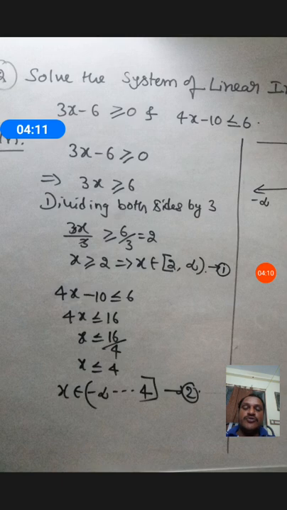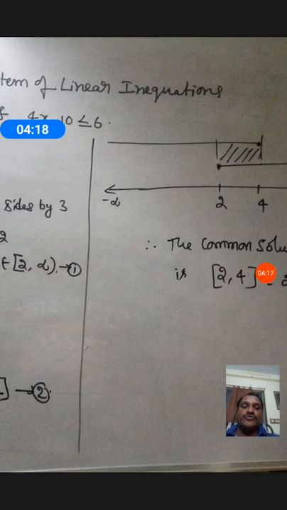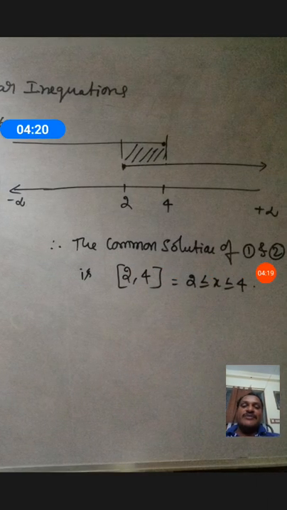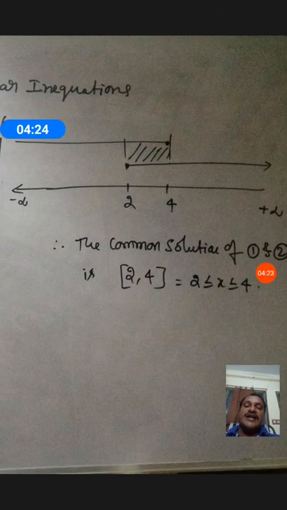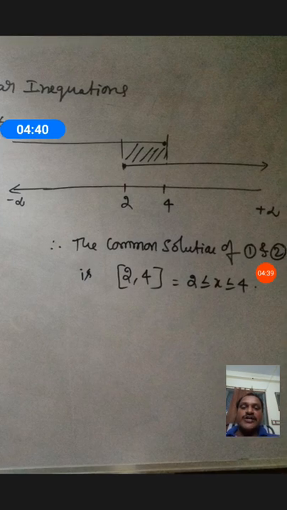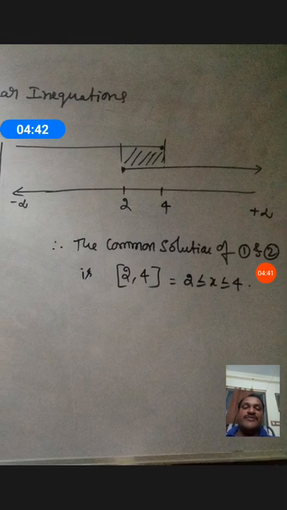Now you have two solutions. One, you name it as x belongs to 2 to infinity, and the second one is minus infinity to 4. Now we need the common solution. On the real number line minus infinity to plus infinity, 2 and 4 are both critical points. The first one is 2 to infinity and another one is minus infinity to 4. Now the common part, which is shown in the diagram as a shaded portion, with 2 and 4 both included, is nothing but the closed interval 2 comma 4.